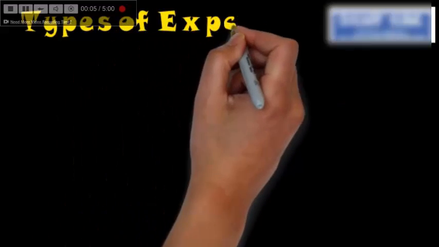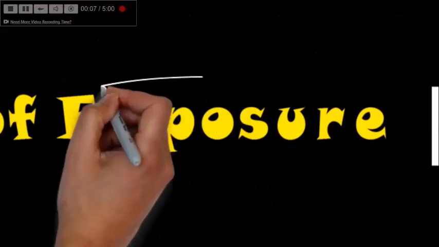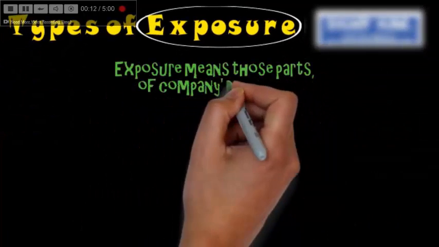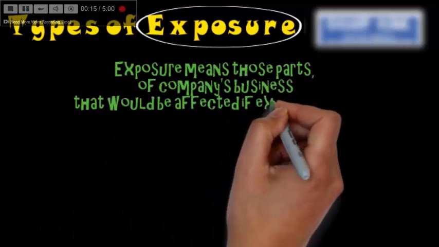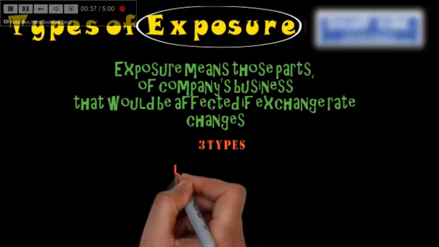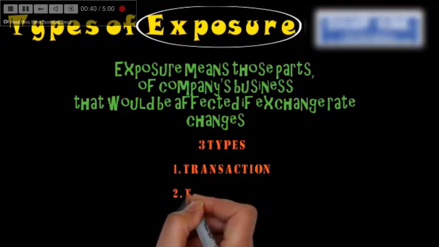So in this video, we are going to discuss the types of exposure. Now, exposure in the foreign exchange chapter basically refers to those parts of a company's business that would be affected by exchange rate changes. What are those parts? Those parts may be purchases, sales, receivables, payables, assets, or liabilities. That means if there is any transaction in foreign exchange, then that might have an exposure. Exposure means the risk or the uncertainty or the contingent cash flow.